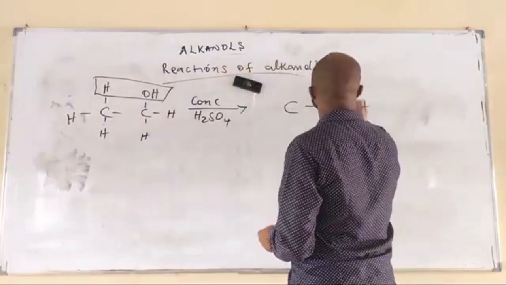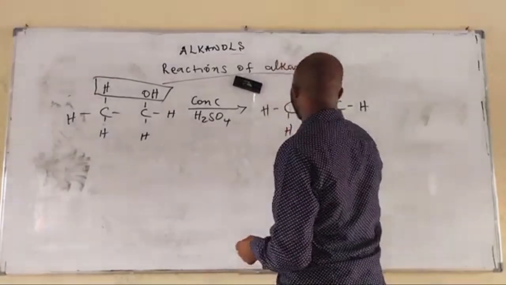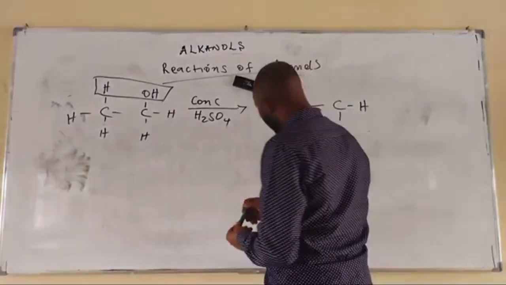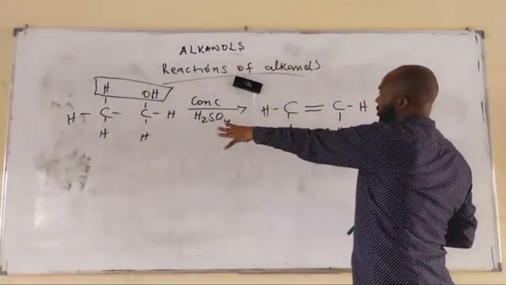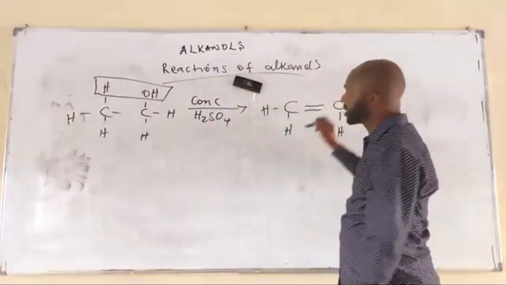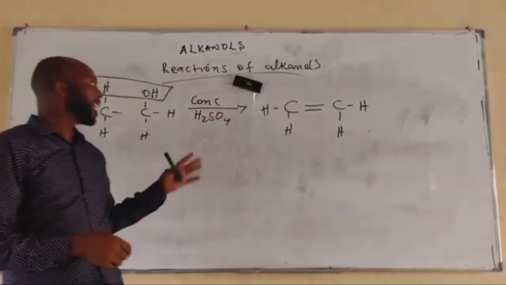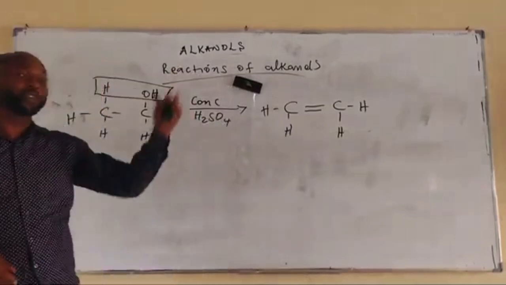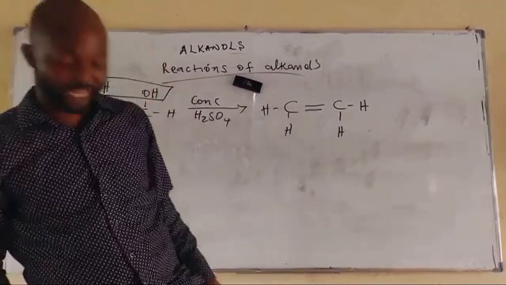Hydrogen, hydrogen, hydrogen, hydrogen. And of course, our double bond. This is how it works. When we hydrated it in the presence of this, it gave us that. So if you want to remove that water, it will give us this. So this is dehydration as one of the reactions of ethanol. Then in the preparation of ethanol, we hydrate it to get what we want.